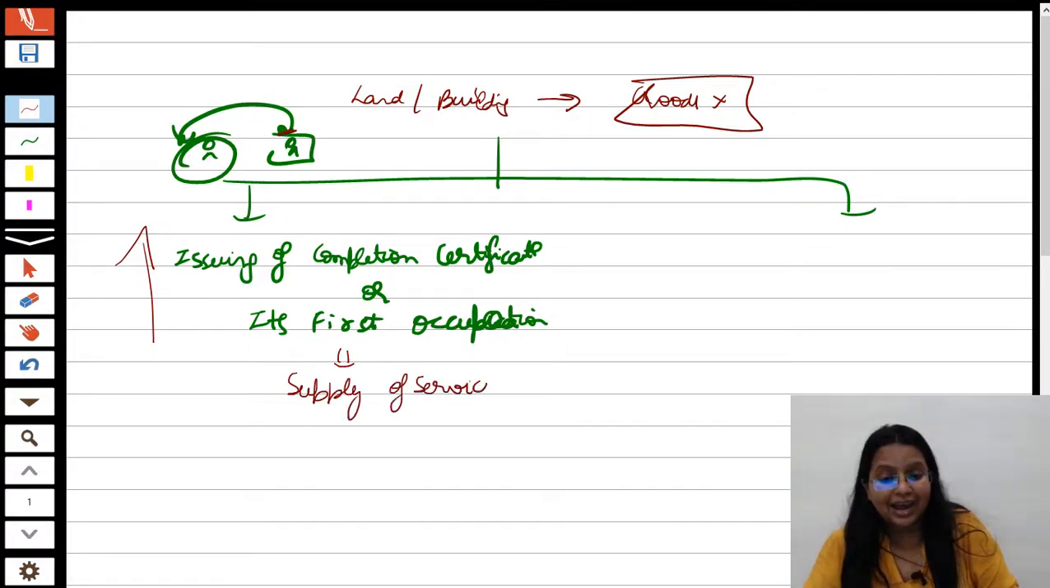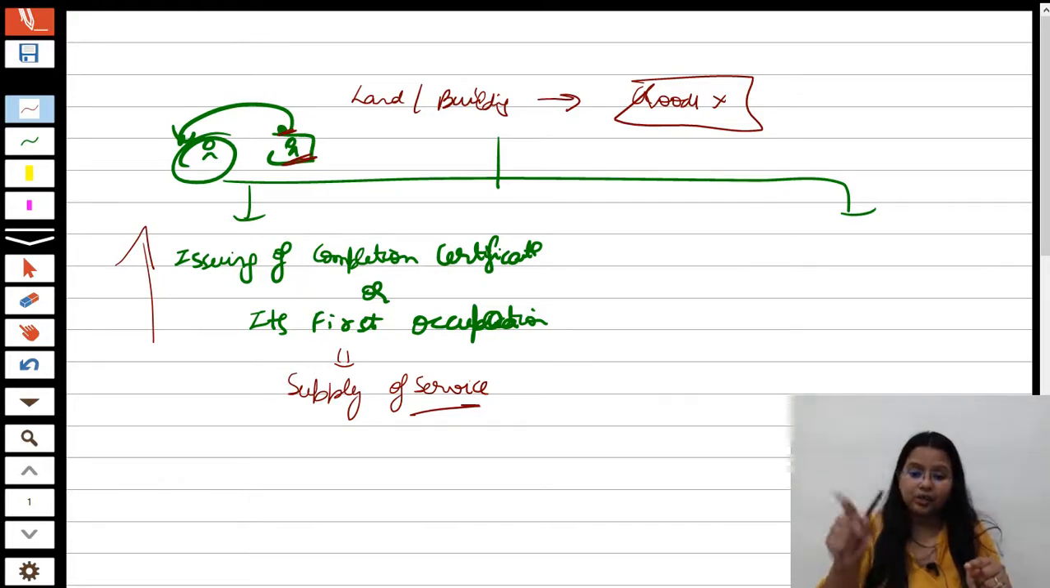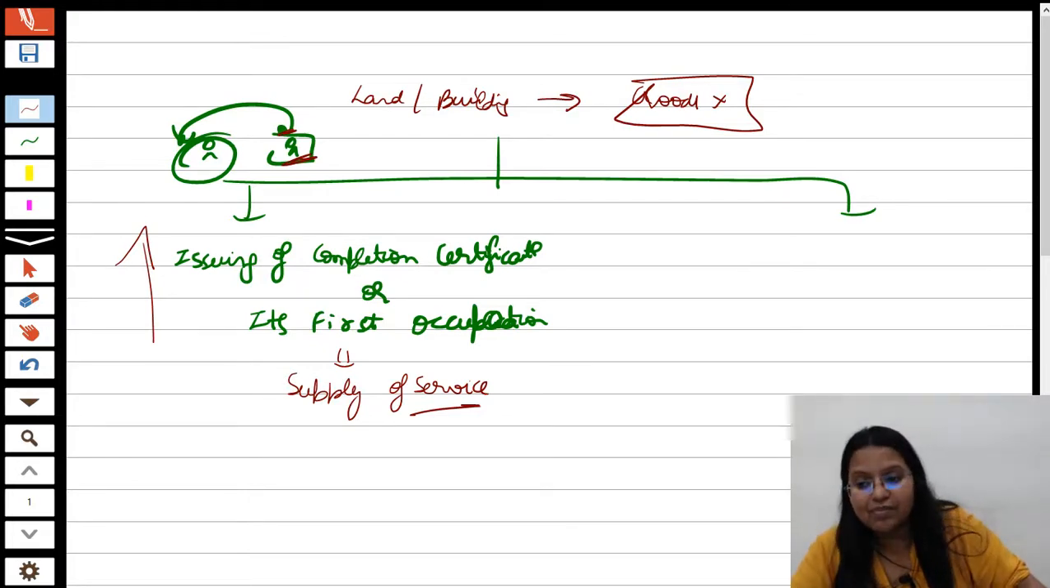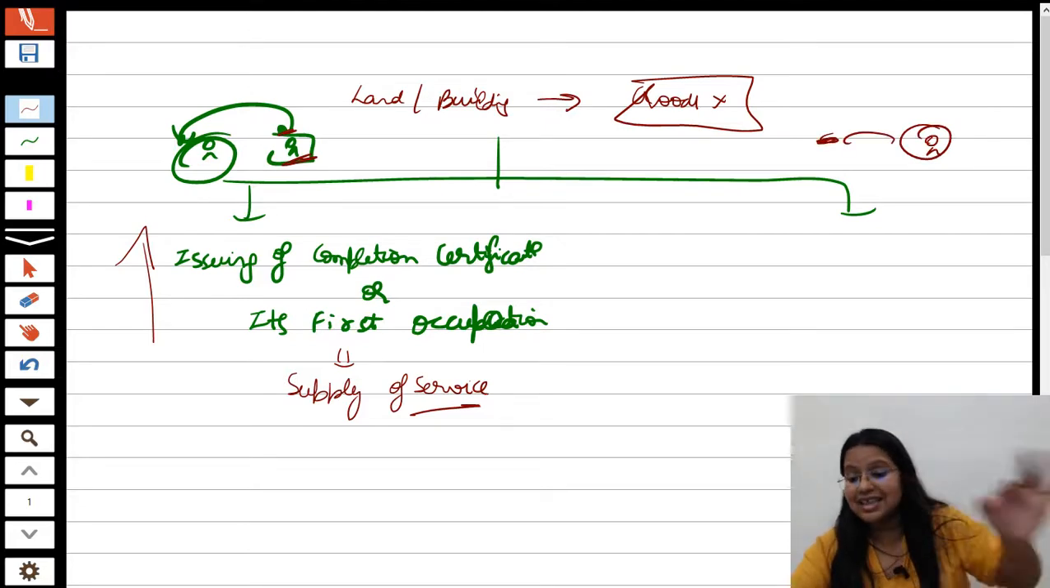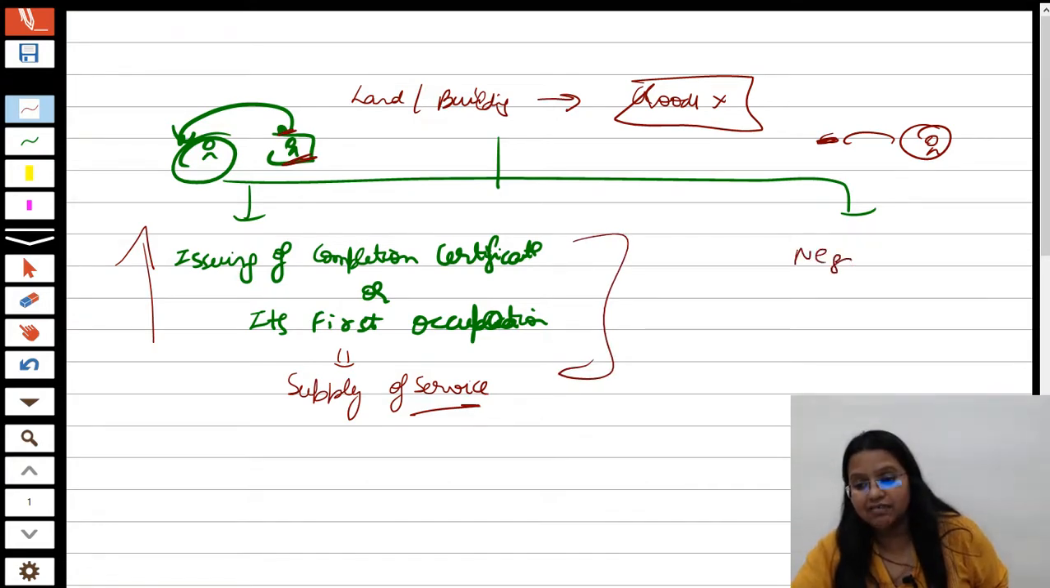Because we assume that if the buyer has paid any consideration to that person in advance, that person will construct the building according to the buyer's requirements. But if the buyer has given the entire consideration after these dates, not a single penny before them, it will be covered under the negative list. That is, no GST shall be applicable here.